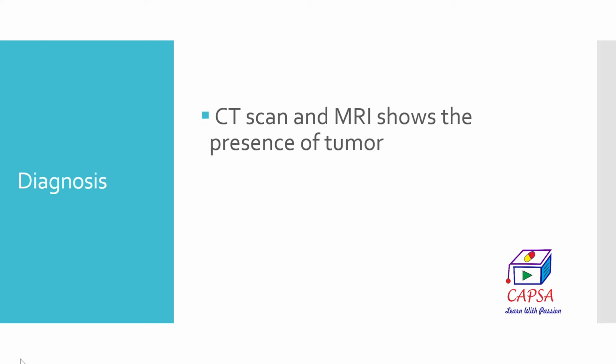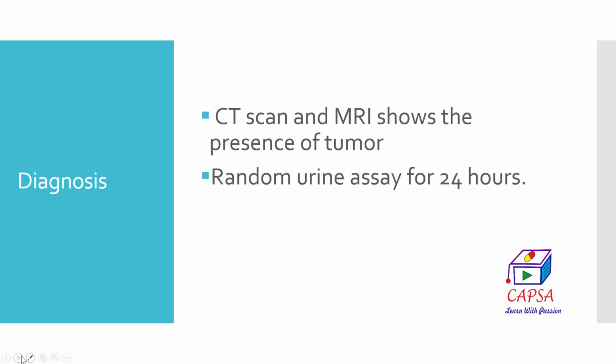Now, what is the diagnosis? For instrumental diagnosis, CT scan and MRI show the presence of the tumor. With this, a random urine assay for 24 hours should be continued. Why do we need to take the random sample? Because catecholamine shows a shorter half-life. We should keep it in mind.